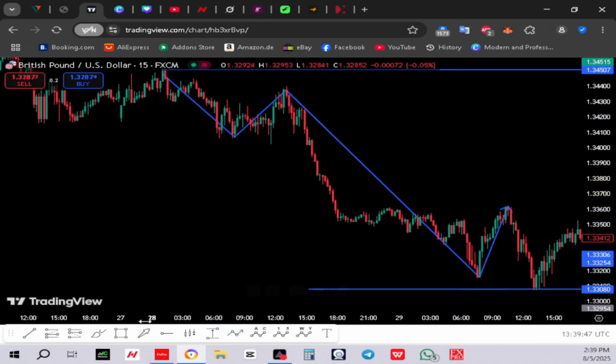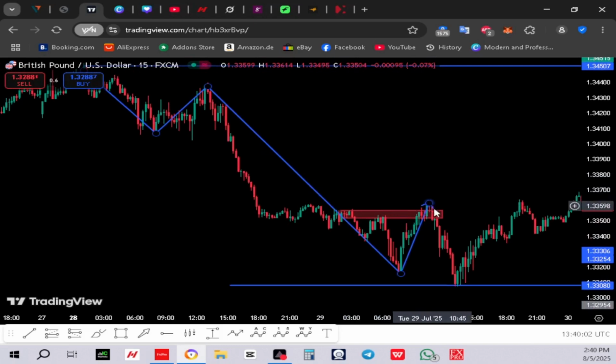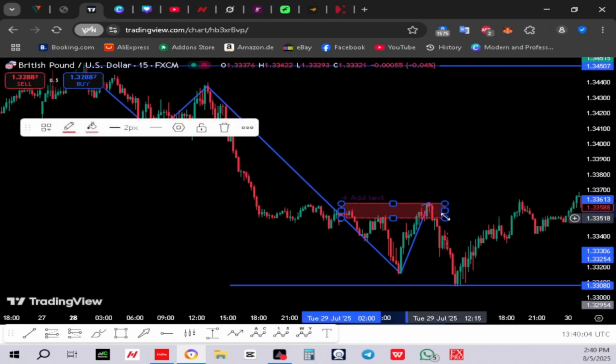Why? Because at this level we have a breakout away from this, which also acted as a major resistance level because it has been preventing price. Look at it, guys, you have price rejection along this area, price rejected here, price rejected here, and also we are having price rejection along this level.